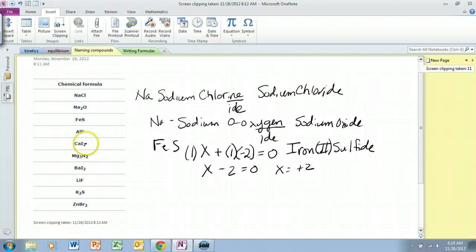The next one's a little easier. We have aluminum, it's always +3, and phosphorus, and so we're just going to name the first element aluminum, and then phosphide. The next one, simple enough, we just name the two.